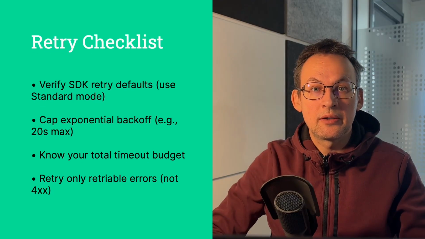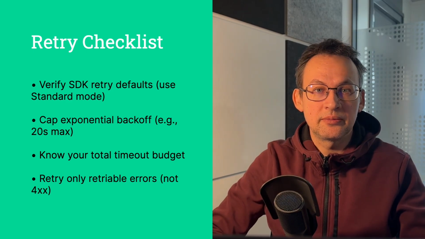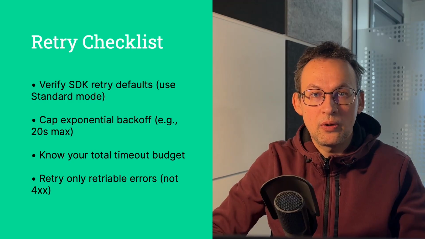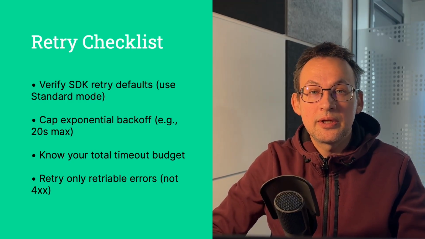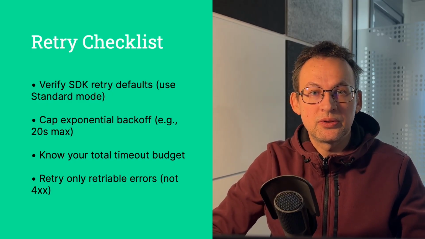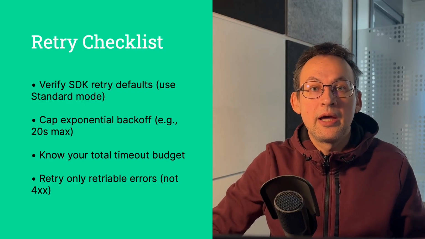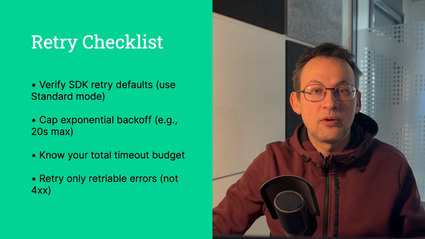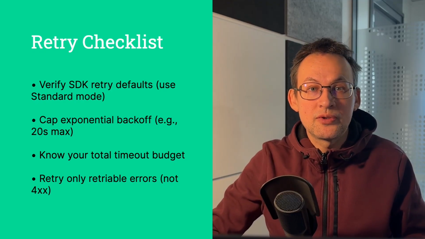So here's your checklist before you ship any service-to-service call. 1. What are the retry defaults for my SDK and runtime? Are they in standard mode? 2. Am I capping max backoff? Don't let retries run unbounded. Set a ceiling, 20 seconds is usually reasonable. 3. What's my total timeout budget end-to-end? Not just per request, but for the whole chain. 4. Am I retrying the right errors, not retrying 400s? If you can answer those 4 questions before you deploy, you're already ahead of most engineers.